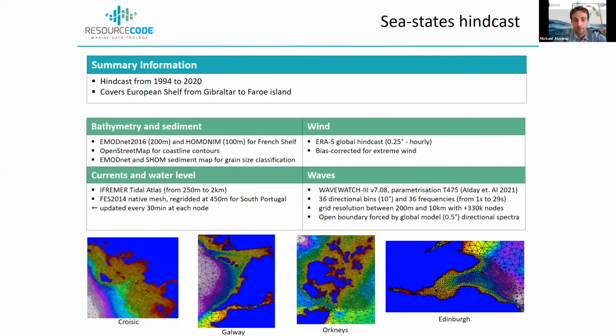Thanks. And so to run the wave model, we've used the wind from the ERA5 reanalysis, which has a quarter-degree resolution and an hourly time step. We have applied a bias correction for the extreme wind to get more realistic results in the wave model compared to altimeter and buoys data. The wave model we've used is a spectral wave model, WAVEWATCH III, the latest version 7.08, with a new parameterization we have produced during the project, and all the details are in the publication by Alday et al. 2021.